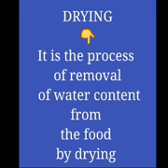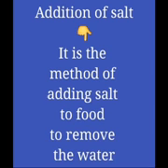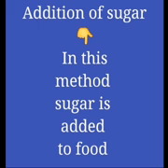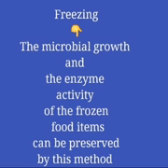Next one, drying. It is the process of removal of water content from the food by drying in the sunlight. Example, grains. Next, addition of salt. It is the method of adding salt to food to remove the water. Example, pickles, fish. Next one, addition of sugar. In this method, sugar is added to food. Sugar dissolves in the water content of the food and preserves the food items from spoilage. Example, jam, fruit juices.